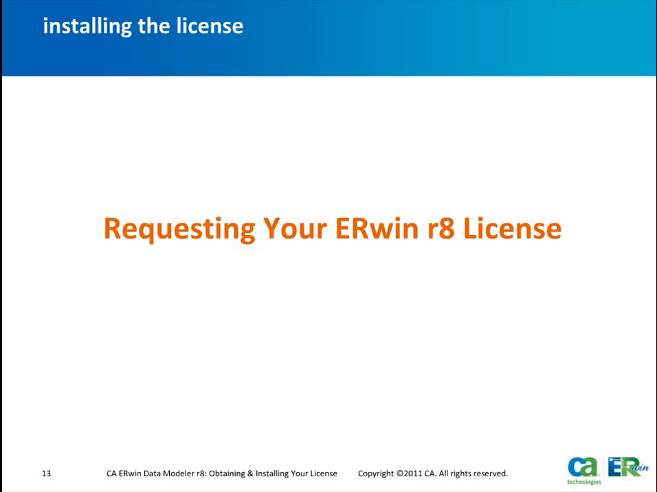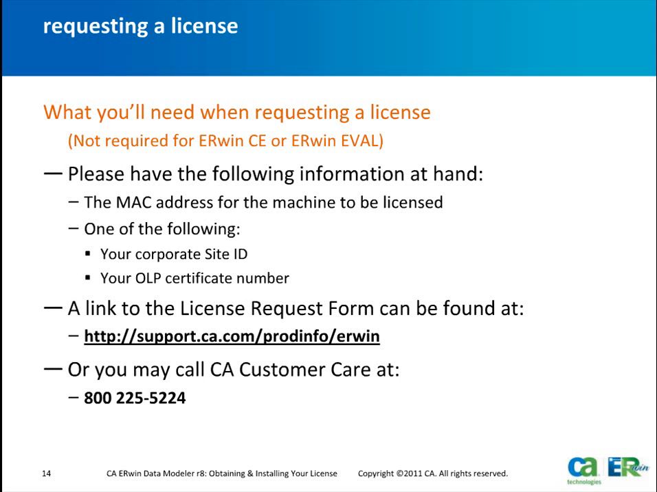As we've seen, licenses for ERwin CE and the ERwin eval are available from the CA support website. Other licenses are node-locked and must be requested by filling out a license request form. You can request your license online or by calling CA Customer Care. Either way it will help if you have the required information at hand.